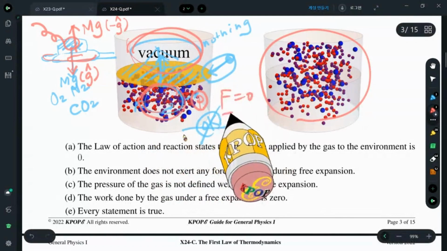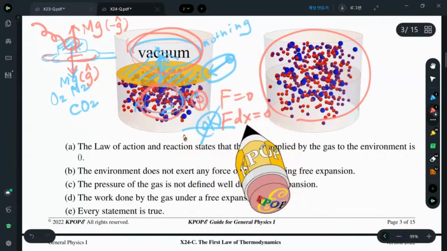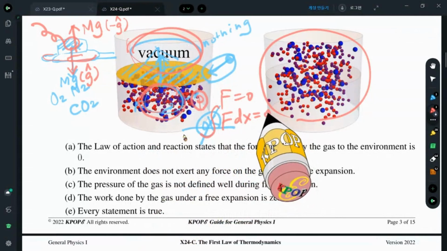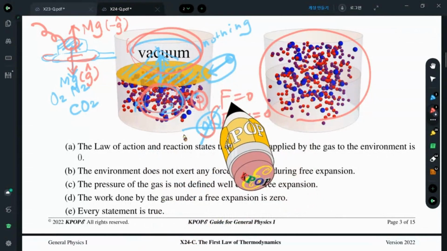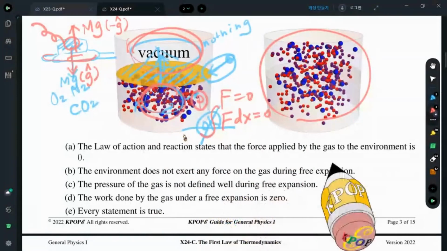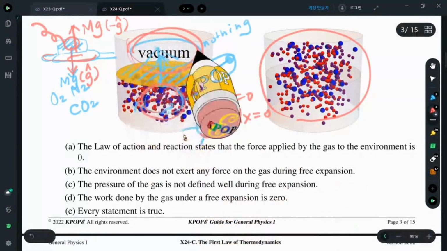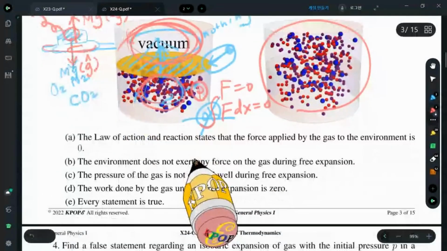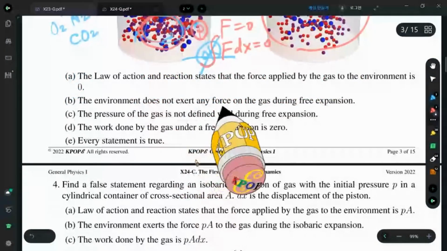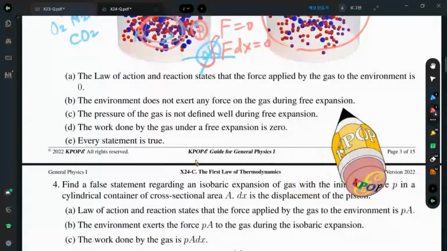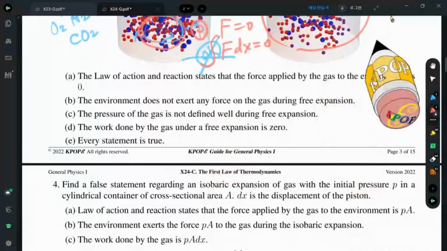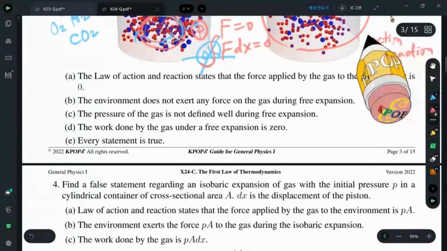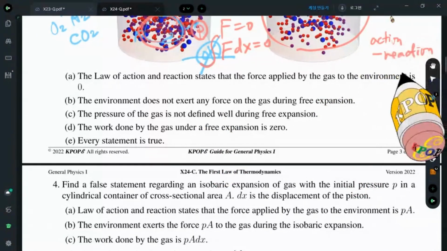So F equals 0, so F times dx should be 0 too, and the integral of F dx should also be 0, because F is always 0. That's the reason why the gas does not work during a free expansion. The environment does not exert any force on the gas during the free expansion. That's right. It is action and reaction. If action is 0, reaction must be 0.